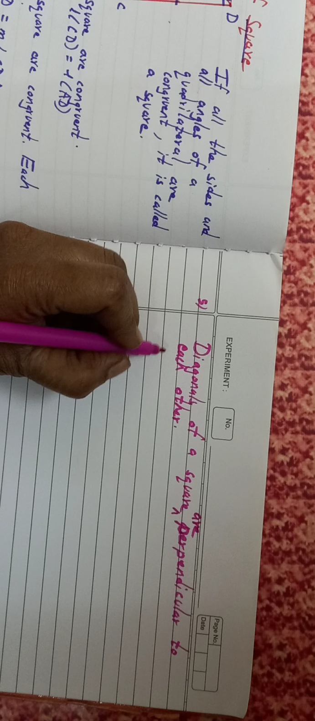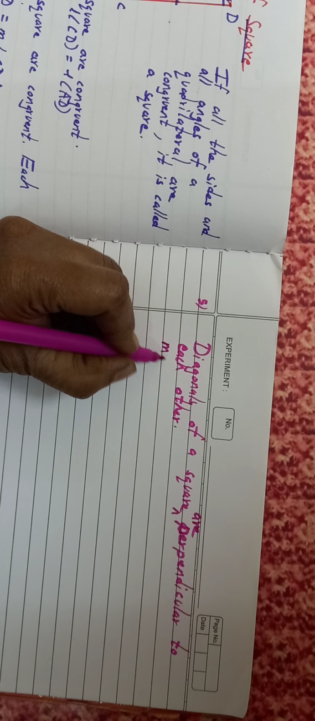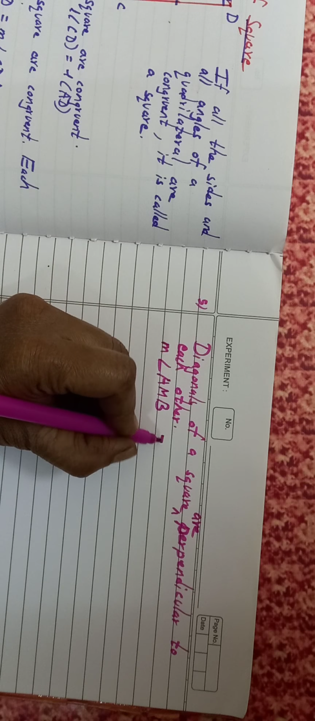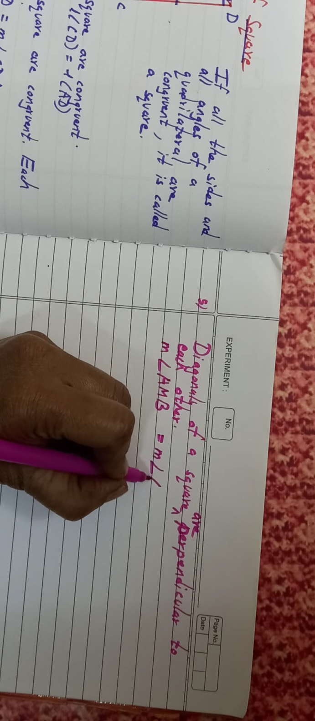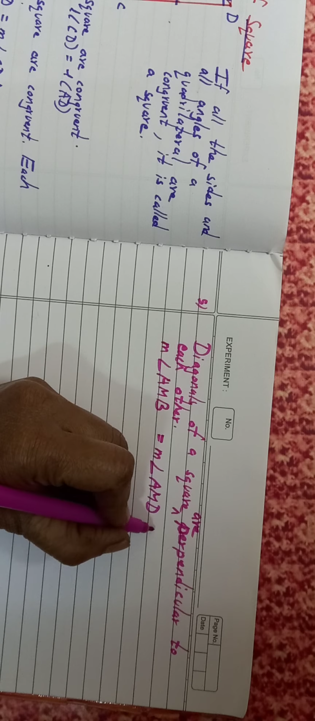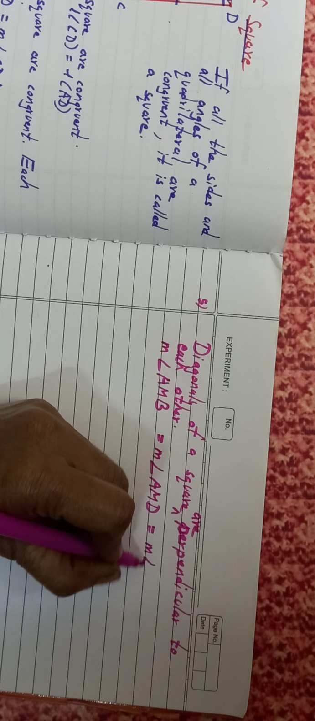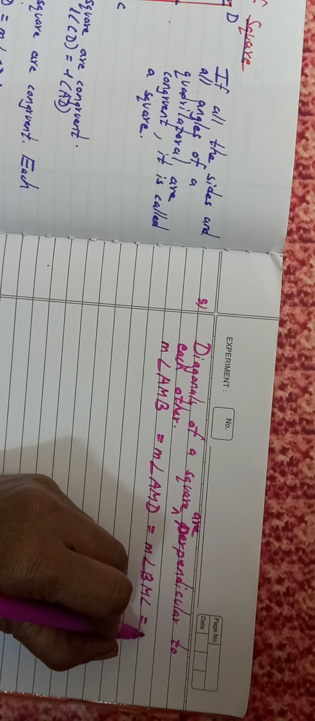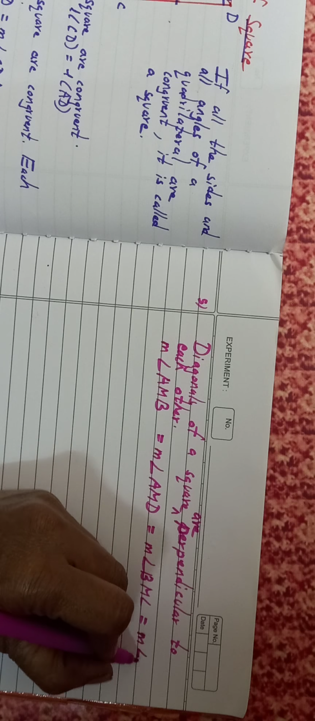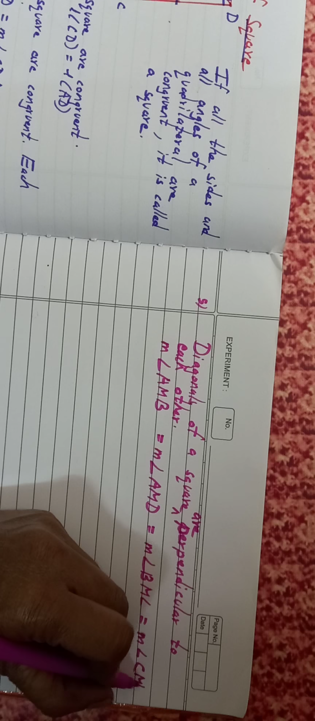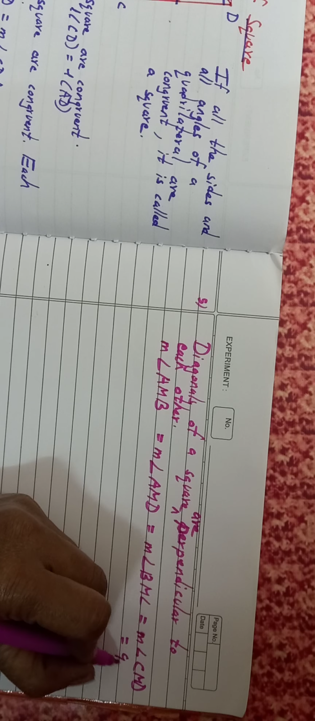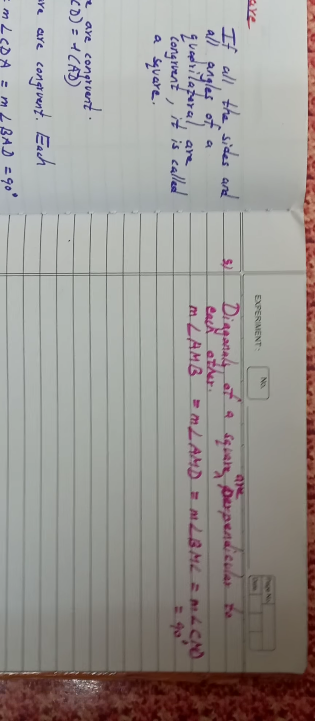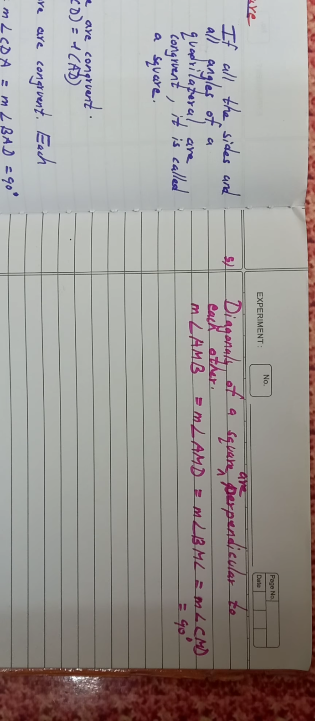So we will write measure of angle AMB is equal to measure of angle AMD is equal to measure of angle BMC is equal to measure of angle CMD is equal to 90 degree. So this point you should remember very well.